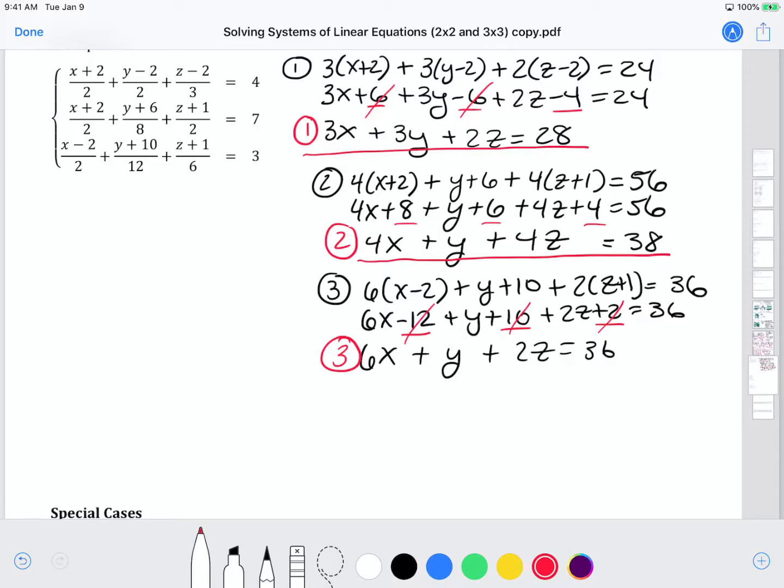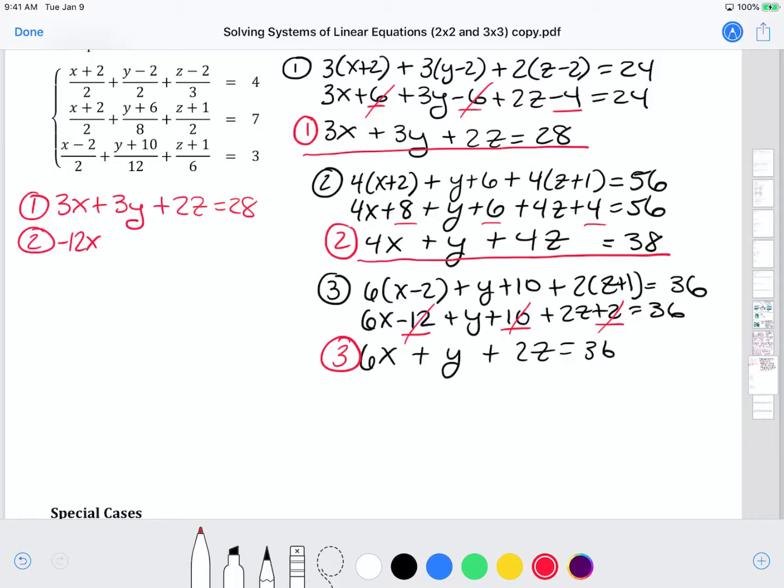So now let's take equation 1, 2, and 3 and start eliminating variables. If you look at the new equations in red of 1, 2, and 3, for equations 2 and 3, I just have y. So I'm going to take equation 1 and 2 and eliminate the y. I'm just going to multiply equation 2 by a negative 3. So equation 1, I'm just going to copy down. Equation 2, I'm going to multiply by a negative 3.